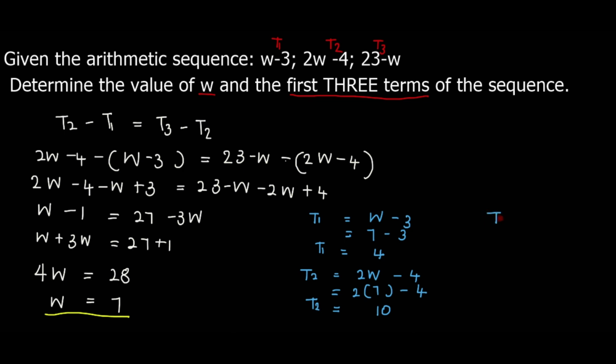And then term number 3, 23 minus w, and then this is 23 minus 7, and then 23 minus 7 is 16. So this is our first 3 terms. Term number 1 is 4, term number 2 is 10, term number 3 is 16. And so that's it for this problem.